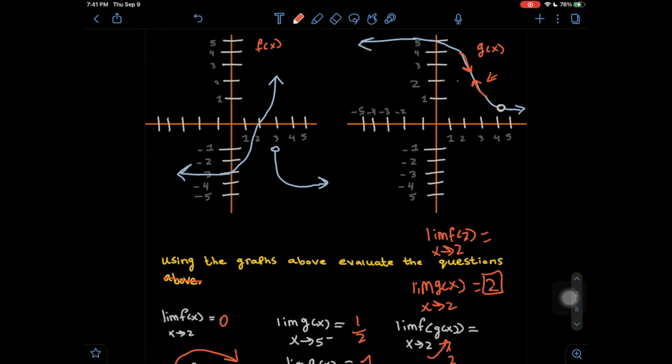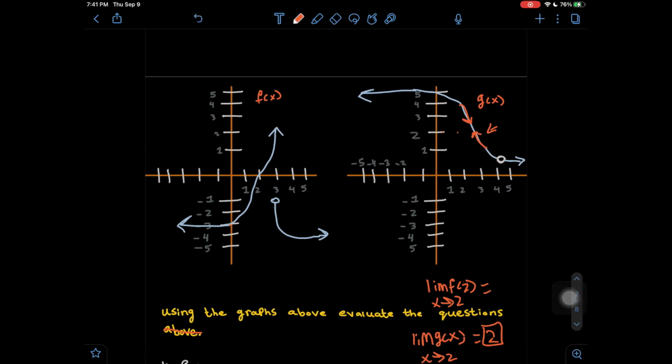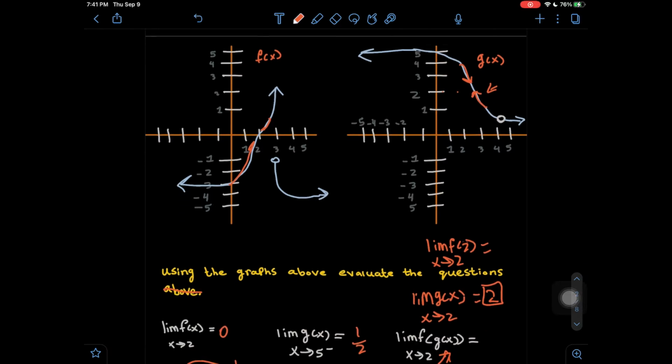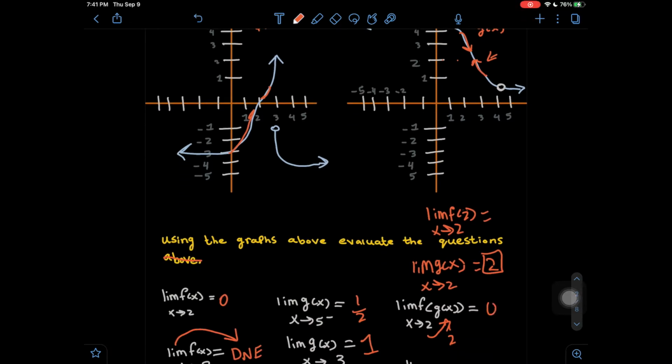So now we're going to look at our f of x graph. And we can see that as we're approaching 2 from the left and the right, we just have a value of 0. So our final answer for this problem would be 0.